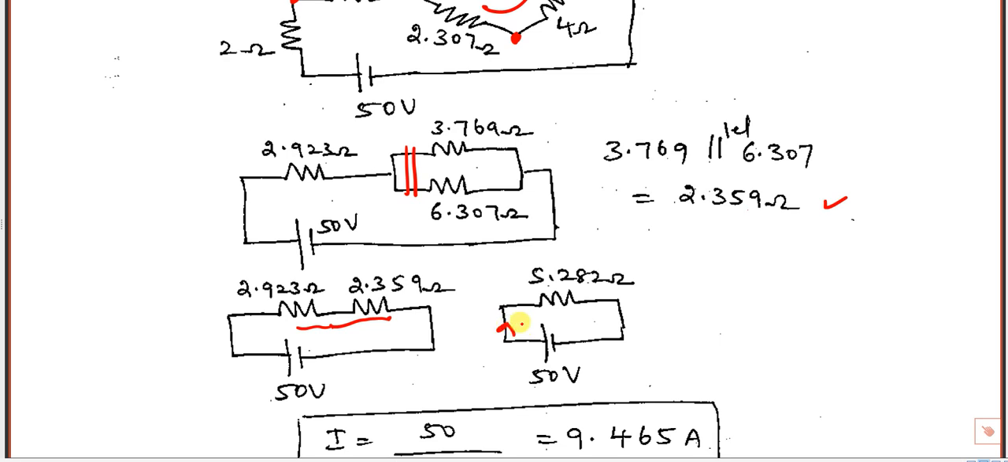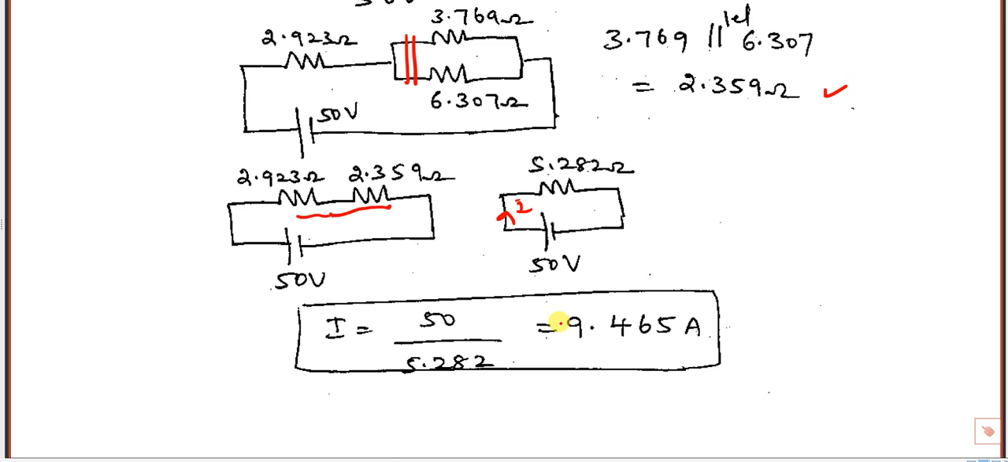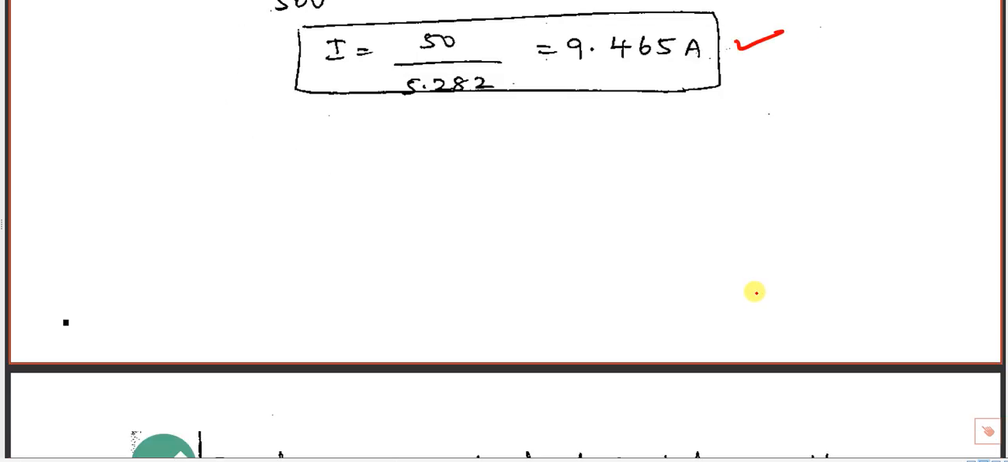Now I have to find what is the I value. I is voltage divided by this. So 50 volts divided by 5.29 is 9.465 amps.